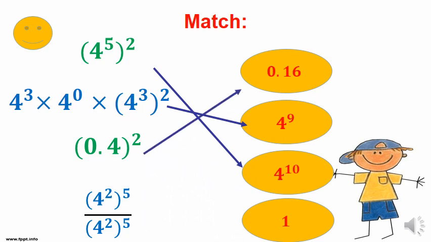The last one, we have a division or quotient. Quotient indicates subtraction. But first, let me get a good numerator and a good denominator. The first one, 4 to the power 5 in parentheses, which will be 4 to the power 10, and in the denominator I will get 4 to the power 10. 4 to the power 10 over 4 to the power 10, I will get 1.